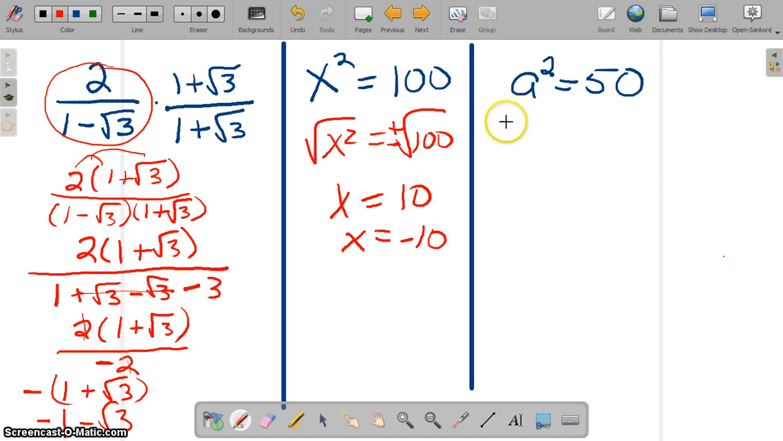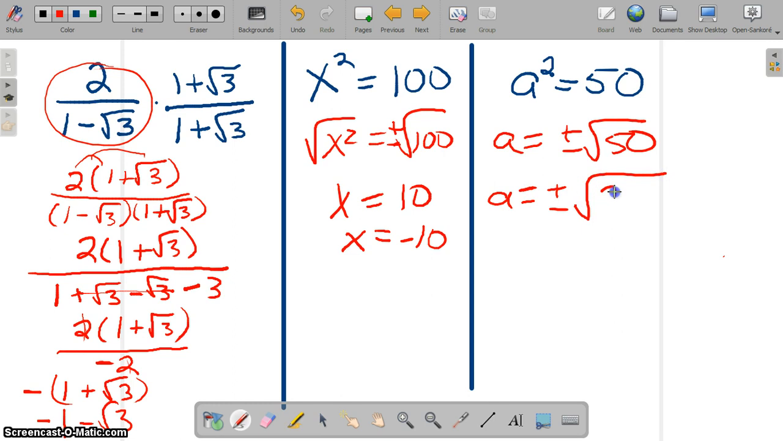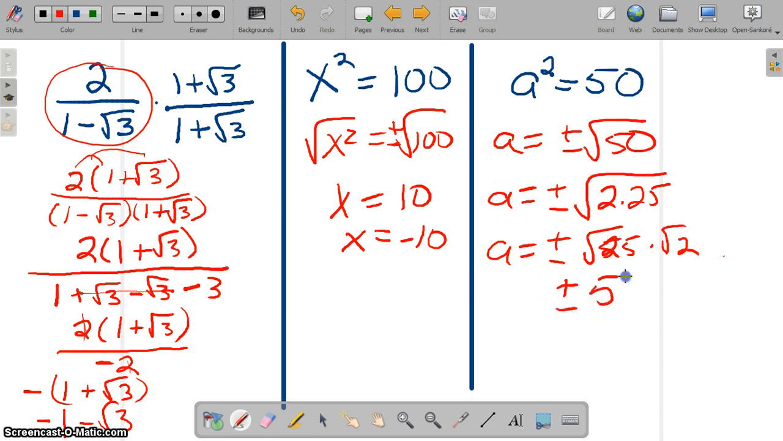Same thing with this one. Take the square root of both sides. So we have a equals plus or minus the square root of 50. We'd like to be done, but unfortunately we have to do a little bit of simplifying. 2 times 25 happens to be 50. I'm not going to skip a step here. That's the square root of 25 times radical 2. So we have a equals plus or minus 5 times radical 2. A couple more, just to get you through your homework.